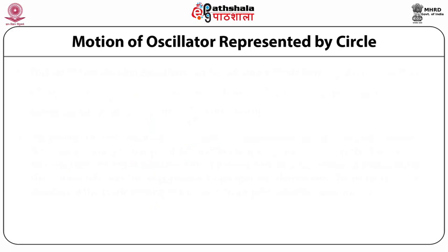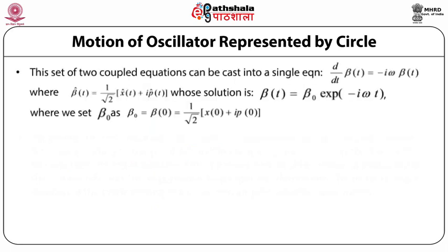Motion of oscillator represented by a circle. Just like in classical mechanics, we can represent the motion of an oscillator by a circle. Similarly, here also in quantum mechanics, we can accordingly do the same.